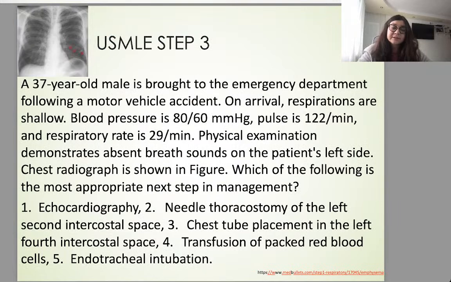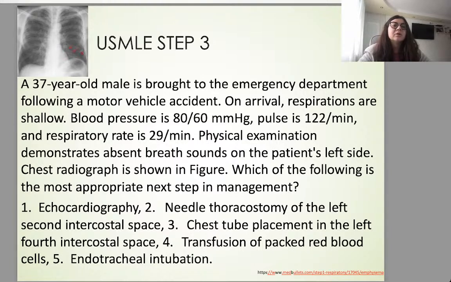One more test for you. A 37-year-old male is brought to the emergency department following a motor vehicle accident. On arrival, respirations are shallow. Blood pressure is 80 by 60 mm Hg, pulse 122, respiratory rate 29. Physical examination demonstrates absence of breath sounds on the patient's left side. Chest radiograph is shown in the figure.